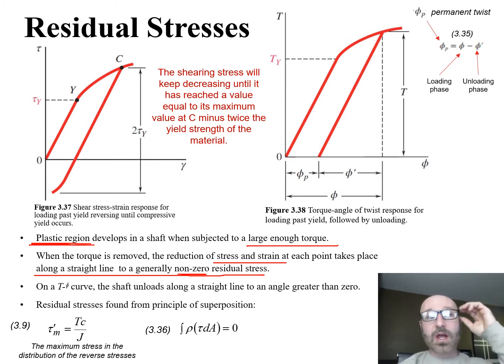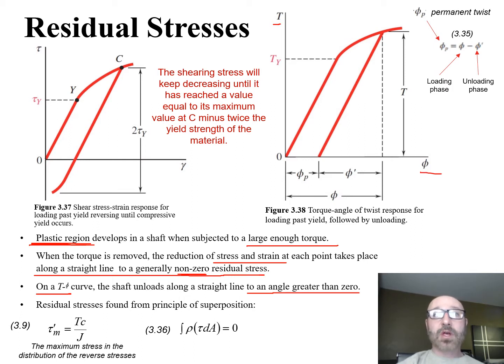So if we take a look at this relationship on a torque and angle of twist curve, a T-phi curve right there, the shaft unloads along a straight line to an angle greater than zero when we're looking at our twist. So we can see here's our torque and our angle of twist. You can see we load this up along a linear line, go past our elastic region into our plastic region where we develop our plastic region right there, and then we unload the curve right there.